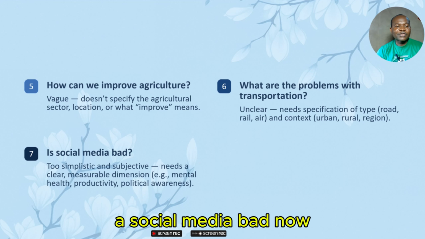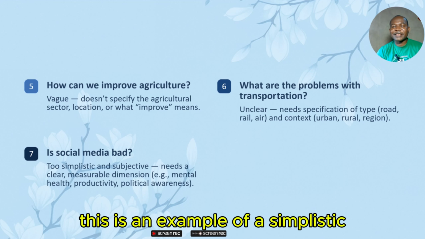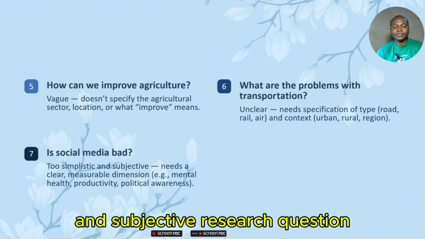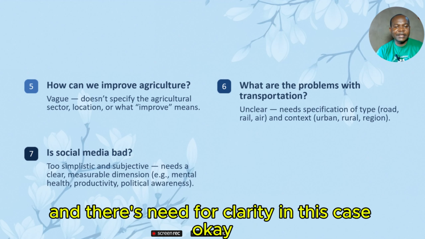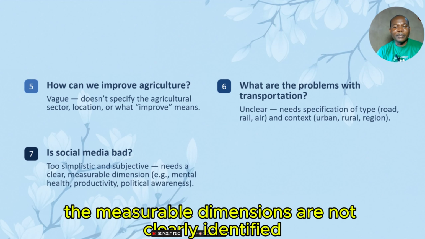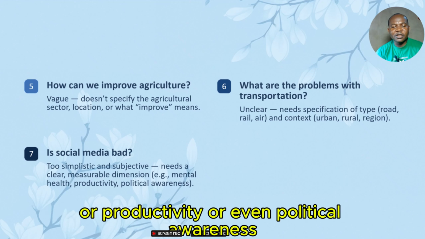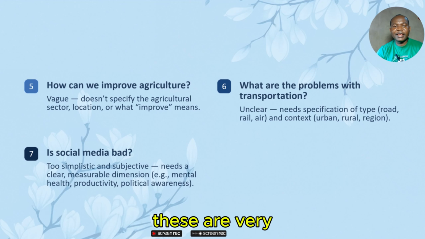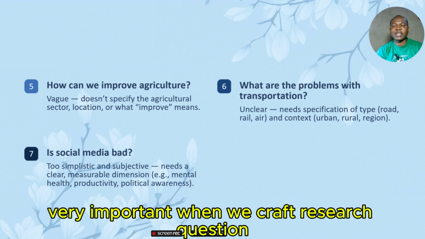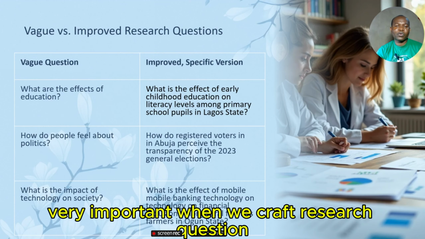Number seven, is social media bad? Now this is an example of a simplistic and subjective research question, and there's need for clarity in this case. Okay, the measurable dimensions are not clearly identified here. Are we looking at the effect of social media on mental health or productivity or even political awareness? These are very, very important when we craft research questions.